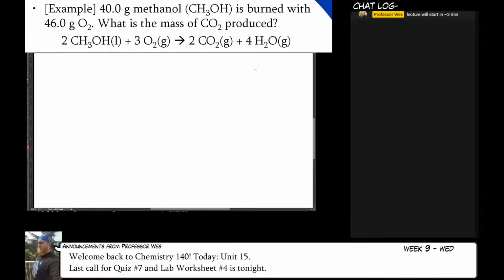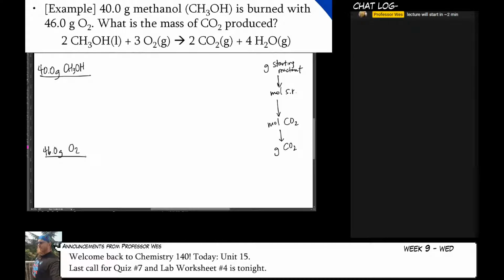But for each of these types of problems, we're going to do the same thing. So we're going to do grams of the starting reagent or reactant. We'll turn it into moles of the starting reactant. We'll turn that into moles of CO2. And we'll turn that into grams of CO2. So we're going to do the same problem twice, more or less. So this is methanol. And 46 grams of oxygen.